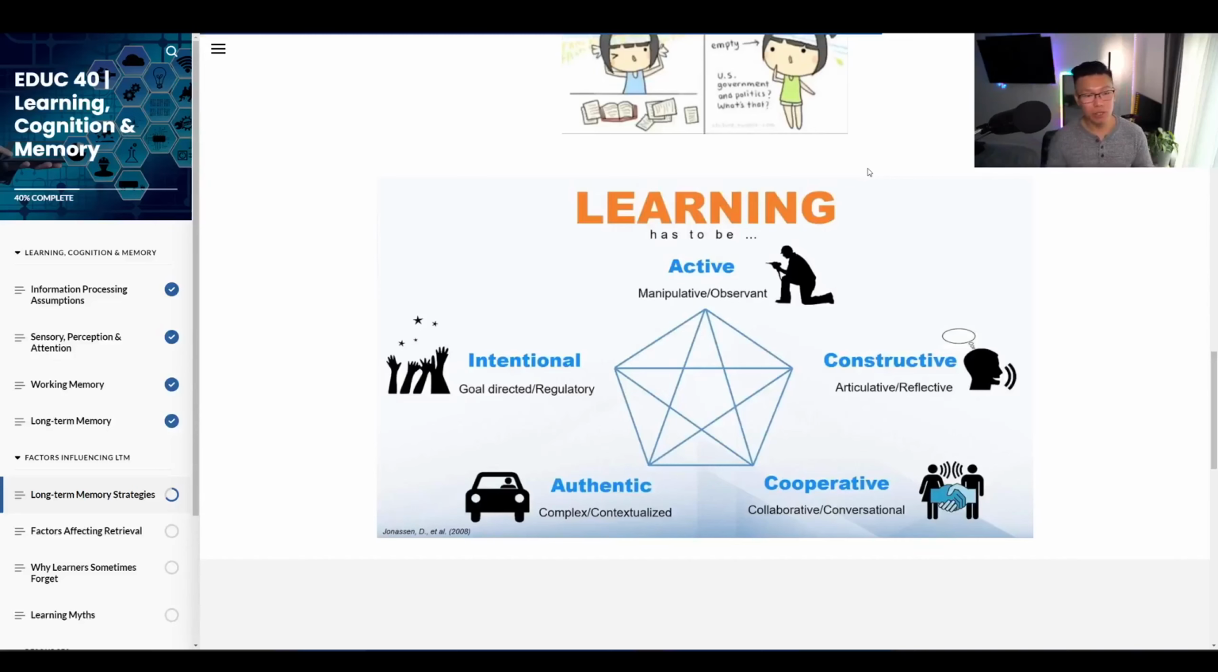We also want learning to be intentional and goal-directed. That way, when you are making a plan to study, you have intentions and specific objectives that you want to get out of studying or learning. We also want it to be authentic in some way, being situated based on whatever the content is that we're learning.